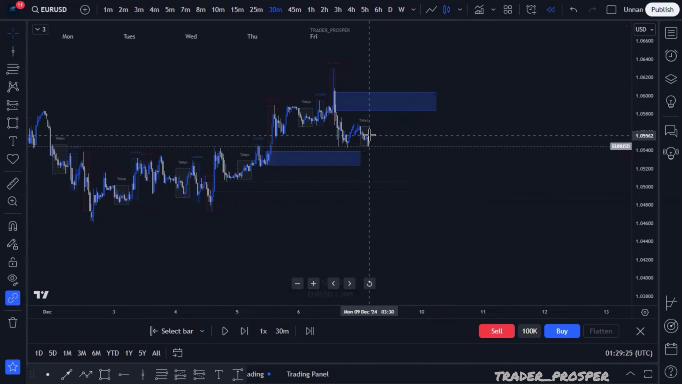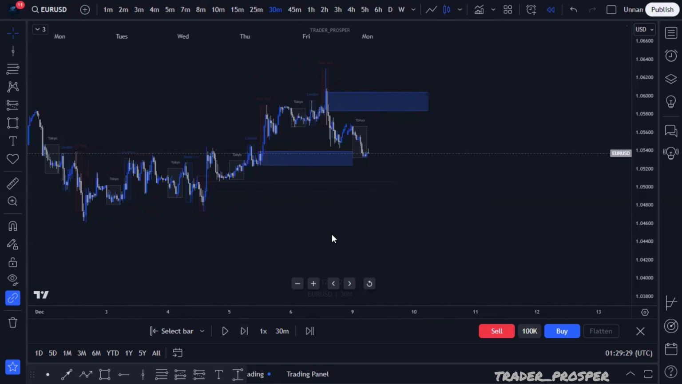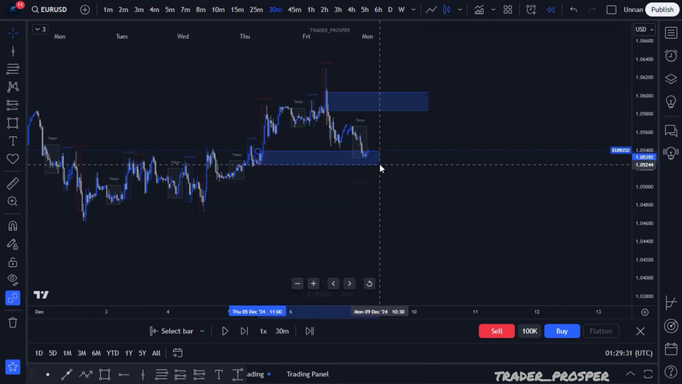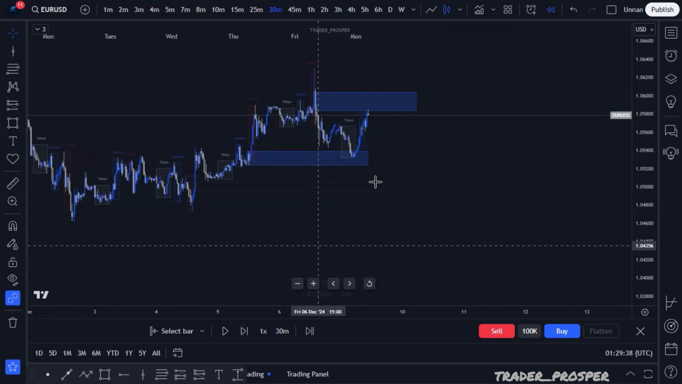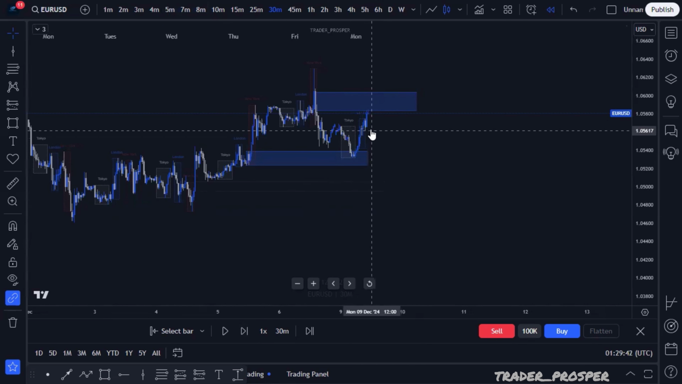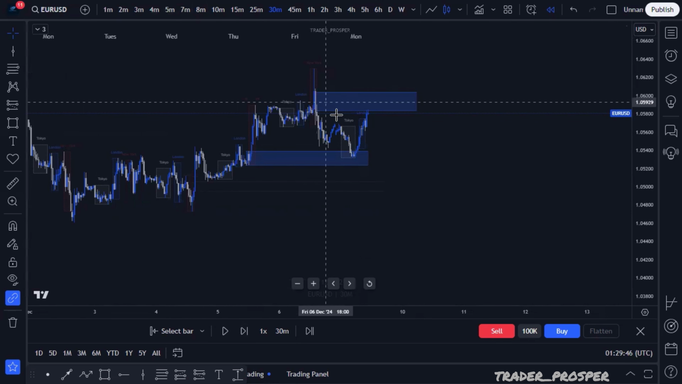This is the beginning of the Asian session. Price already mitigated this demand zone, and let's see if price. Okay, now on the lower time frame, this was already the end of the London session.